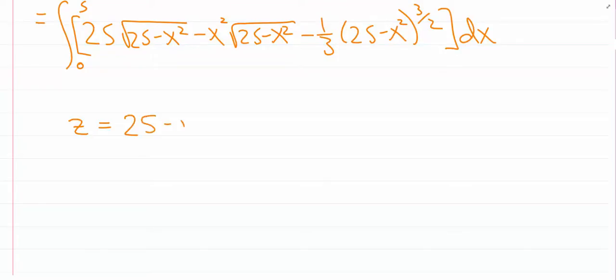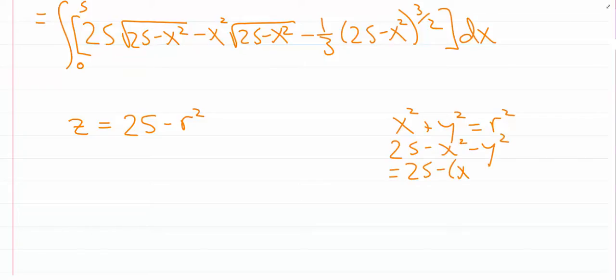Isn't that 25 minus r squared? Because x squared plus y squared is r squared. Recall that from your polar, right? x squared plus y squared equals r squared. Isn't that true? So 25 minus x squared minus y squared is equal to 25 minus x squared plus y squared. And that's 25 minus r squared. So that's a little bit easier. Now, let's see what we've got here. Instead of that other thing in here, we've got 25 minus r squared.